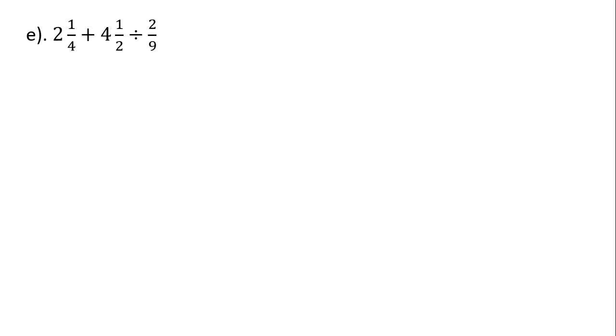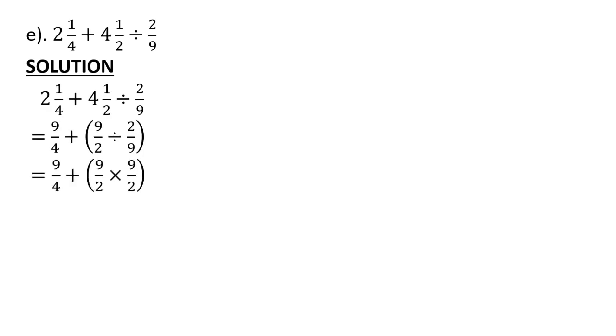Part E. Work out, we have 2 a whole number 1 over 4 plus 4 a whole number 1 over 2. We are dividing by 2 over 9. What we are going to do first is to change these mixed fractions into improper fractions. We'll multiply 2 times 4, which will give us 8. 8 plus 1 will give us a 9 over 4. We'll multiply 4 times 2, which will give us 8. 8 plus 1 will give us a 9 over 2. Then we are going to change the division sign from division to multiplication. And the 2 over 9 will become a 9 over 2. It will look like that.